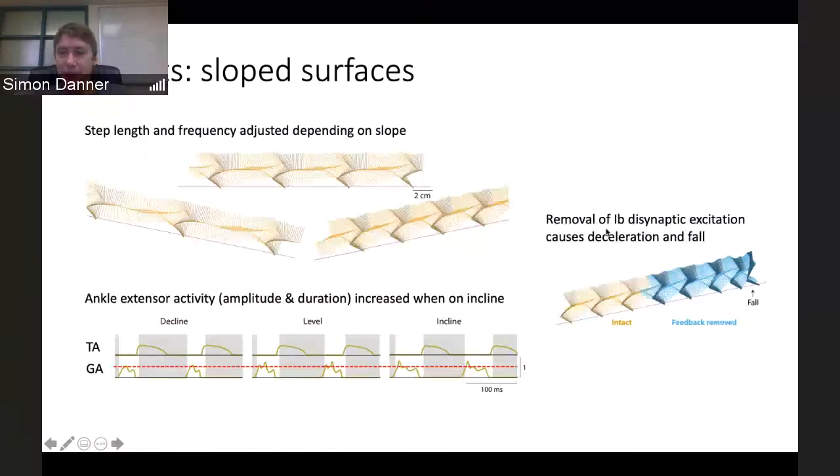And what's interesting here is that if we remove 1B synaptic excitation during the simulation in the incline walking. So here you see this stick figure, and when the color changes from orange to blue, the 1B synaptic excitation is removed, and the model decelerates and eventually falls. So this synaptic excitation is important to allow for the incline walking, which is part of the reason for the increase in the extensor activity and the ankle extensor activity.